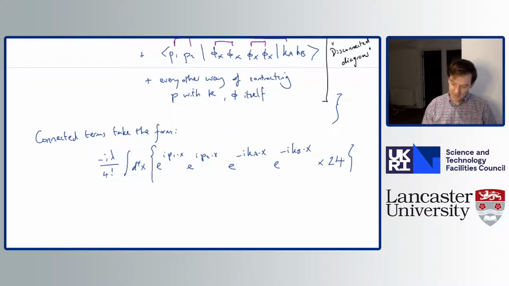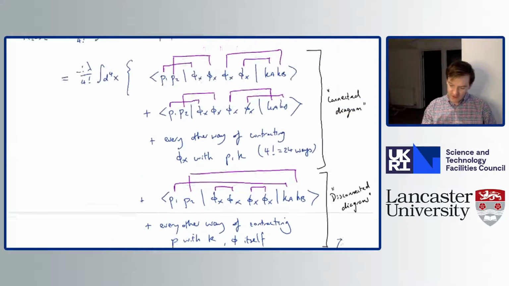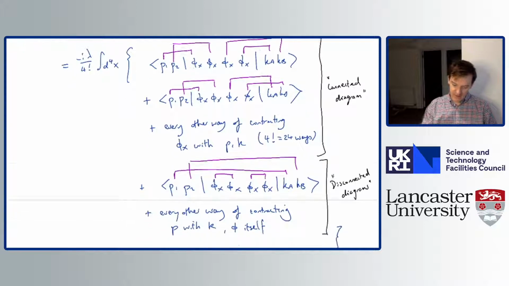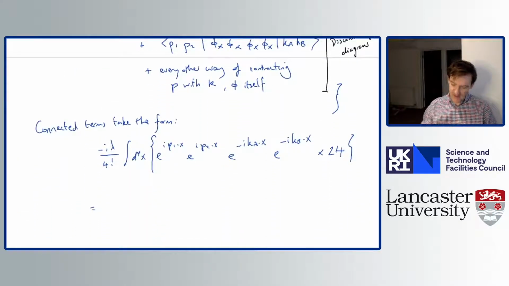Now, this makes sense of why phi to the 4 theory comes with this 4 factorial term in the definition of the coupling constant. The reason it comes with this 4 factorial term is simply so that we can cancel with this factor of 24, because 4 factorial is 24. Okay, so all of those 24 diagrams that we have here, you know what they give? They give minus i lambda d4x. Have all of these.